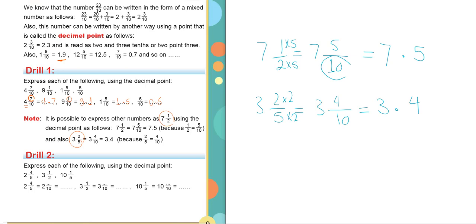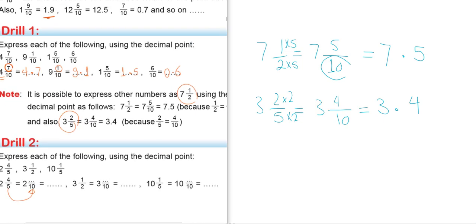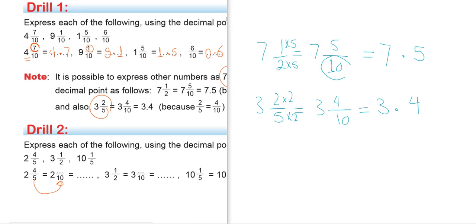Let's solve drill 2. Here we have 2 and 4 over 5. So 5 become 10. That means I multiply by what? By 2. So 4 also multiplied by 2. So 4 times 2 equal 8 and 5 times 2 equal 10. Then put decimal point, start from right. Here we have the numerator equal 8, so put 8, and 2 as whole number in the left.